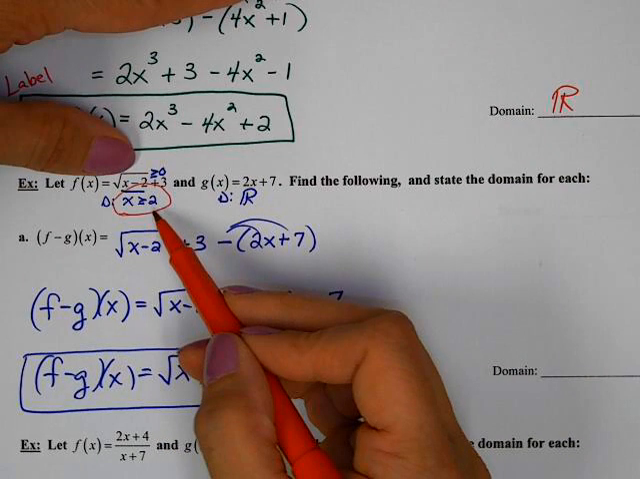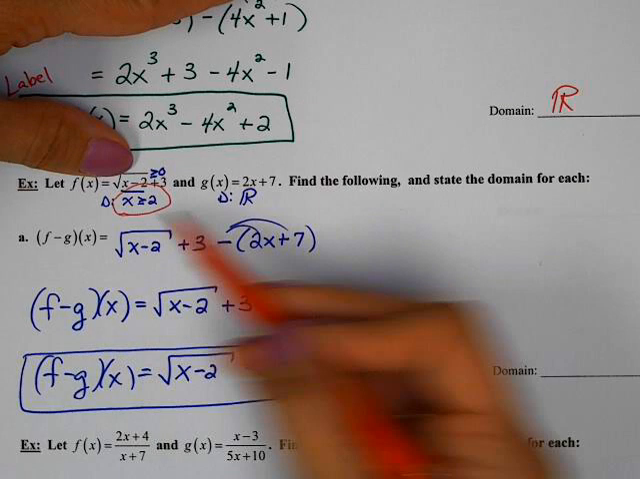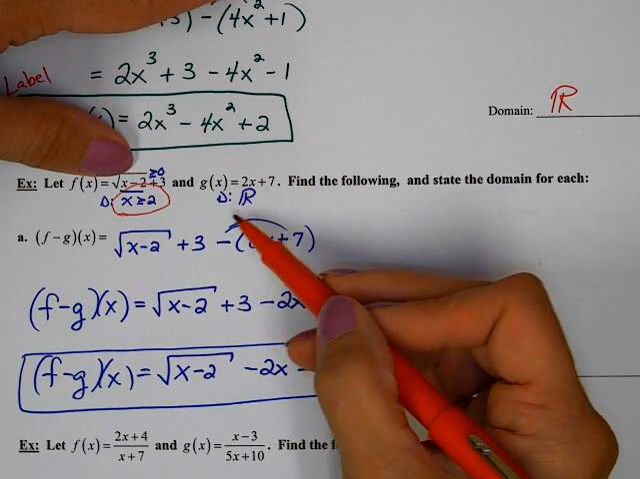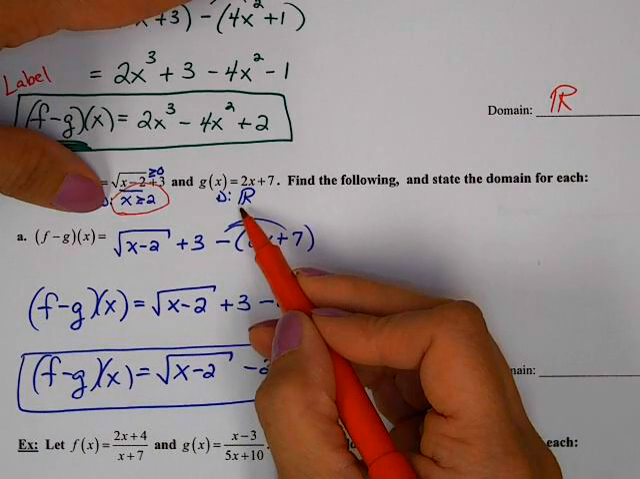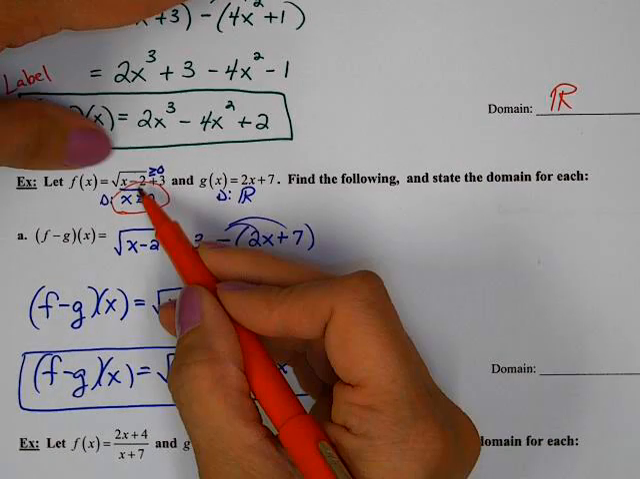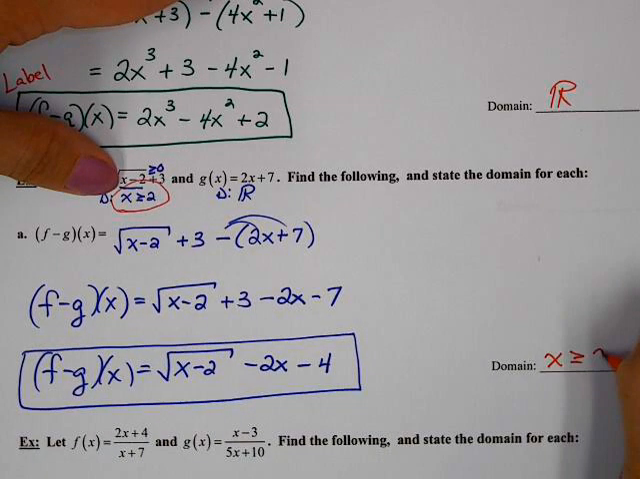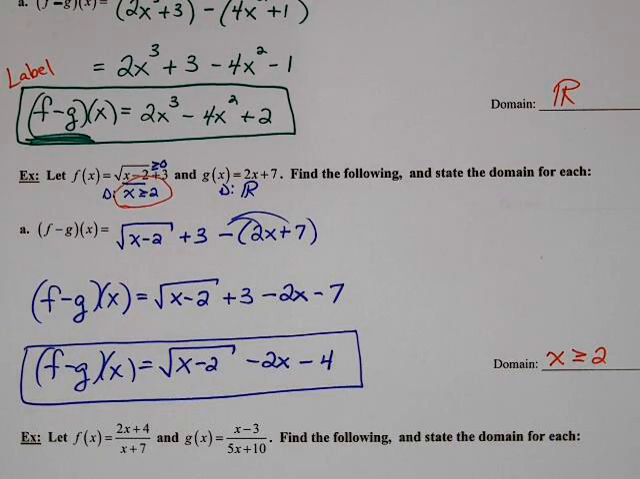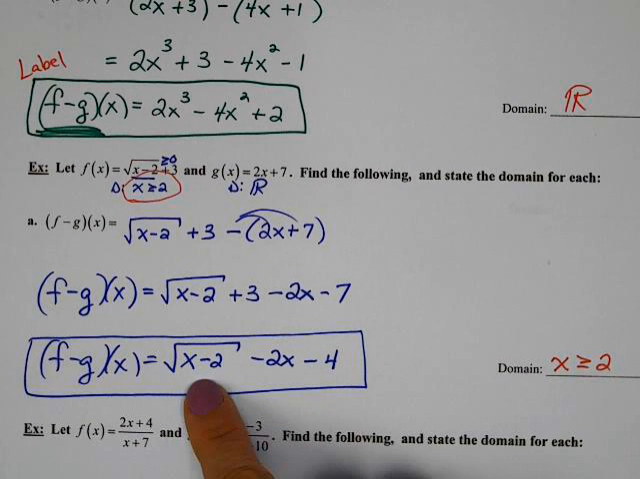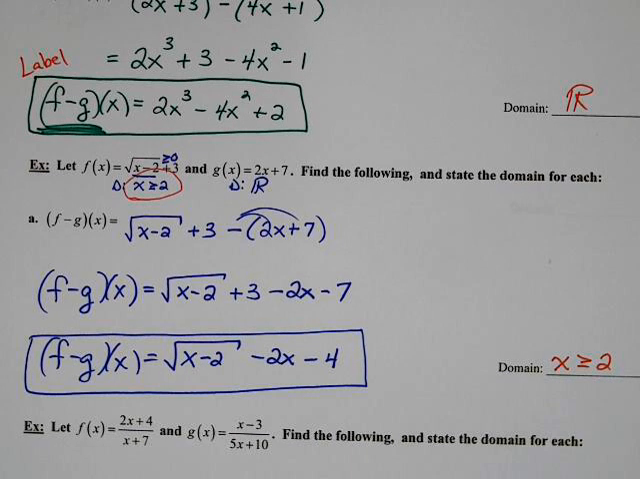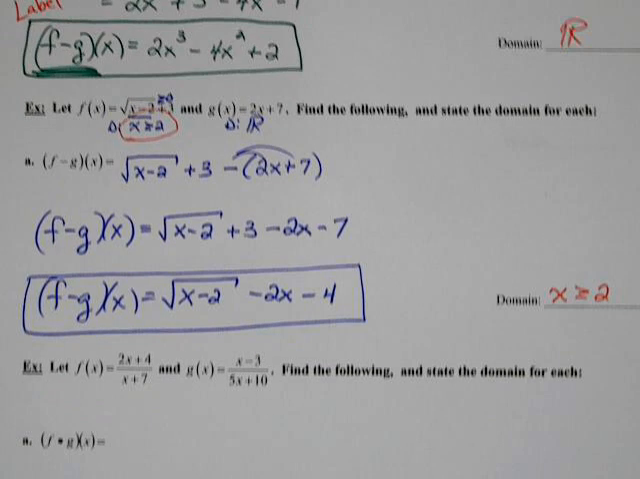F likes numbers that are 2, 3, 4. Will G accept numbers 2, 3, 4? Yeah, G will accept everybody. But I can't say all reals because F won't work. So I have to go with x's that are greater than or equal to 2. We have to use the more restrictive one because this part of the function won't work if I use reals. I have to listen to the domain for f. All right. Ooh, another fraction one.